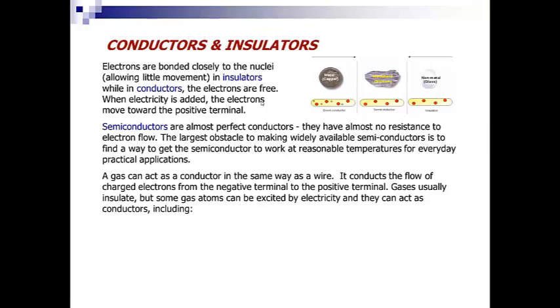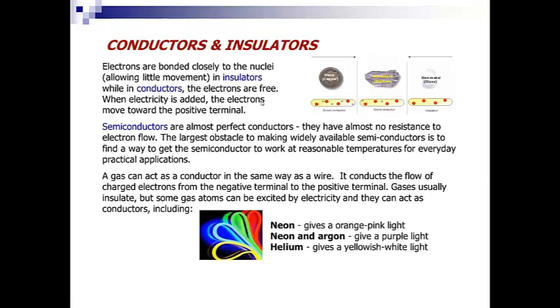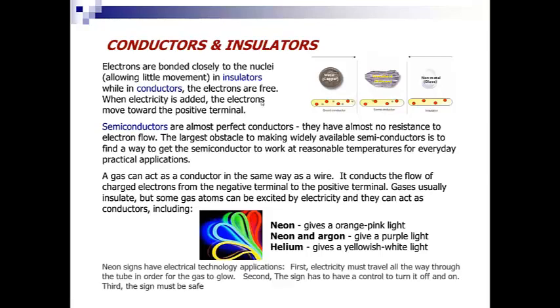A gas can act as a conductor in the same way as a wire. It conducts the flow of charged electrons from the negative terminal to the positive terminal. Gases usually insulate, but some gas atoms can be excited by electricity and can act as conductors, including neon, which gives a pink-orange light, neon and argon, which give a purple light, and helium, which gives a yellow-white light.